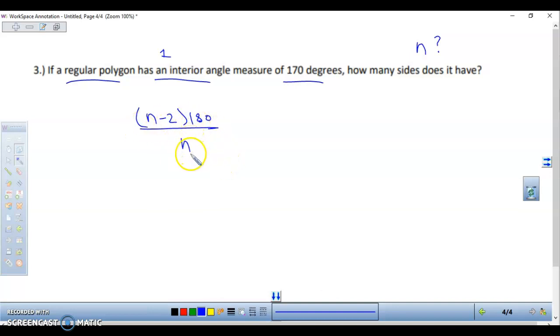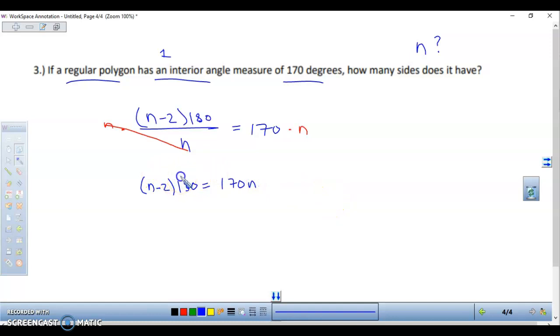This formula gives me one interior angle measure of a regular polygon if I know the number of sides. But this time, I don't know the number of sides. Rather, I know that it's 170 degrees. So I need to do a bunch of algebra to isolate n and get it by itself. So the first thing I'm going to do to both sides is get rid of my fraction. I'll multiply both sides by n, and I'll get n minus 2 times 180 is equal to 170n.